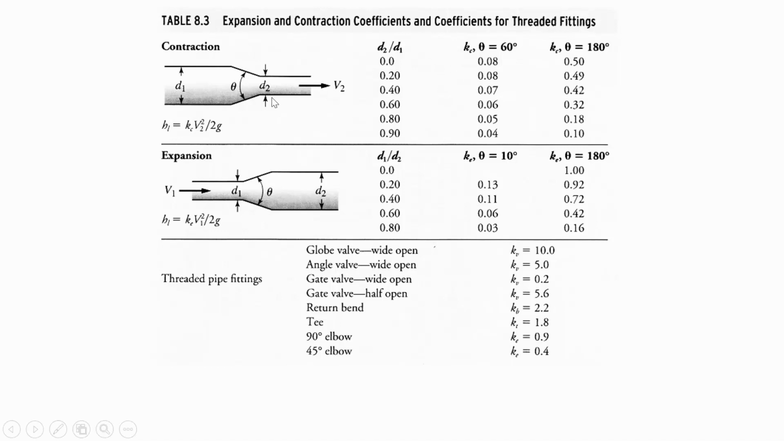And so if your small diameter is only 90% the size of the big diameter, so that means almost the same size, then it's a relatively smaller local loss because the transition isn't as big. But if you have a big transition where that small pipe is only 20% the size of the original large diameter pipe, then you'd have a greater K value, so 0.08 versus 0.04. So I think you get a sense for the trends here.